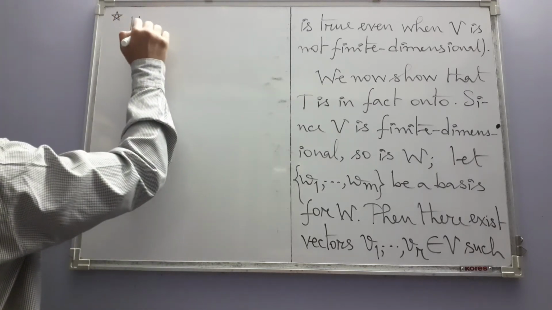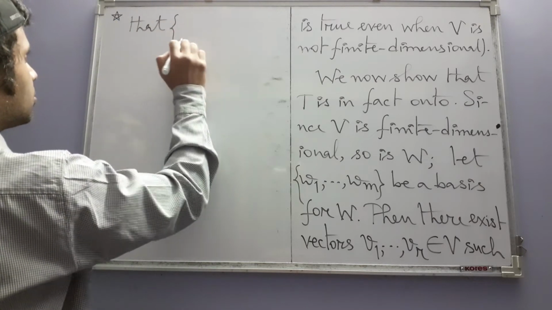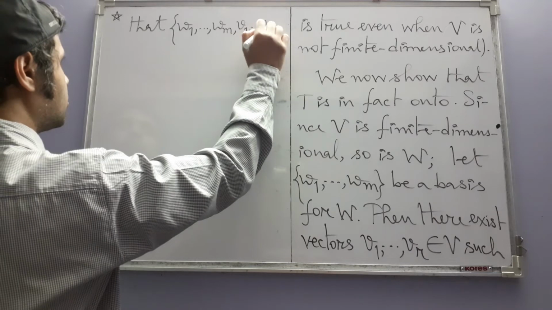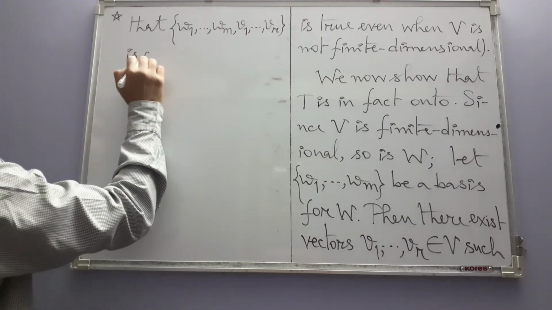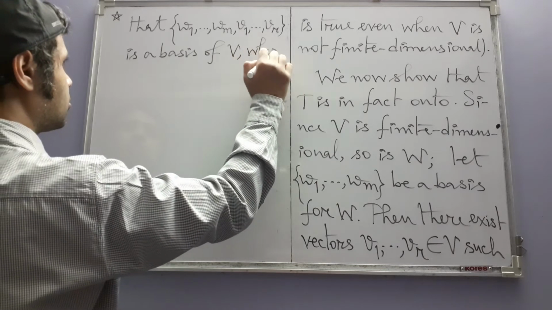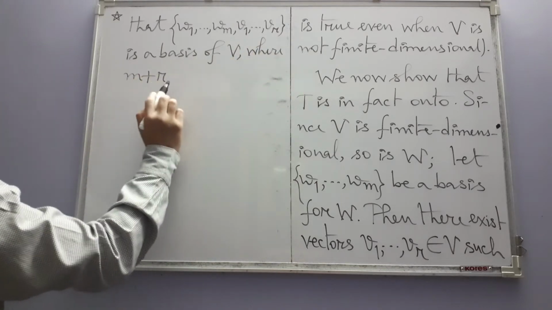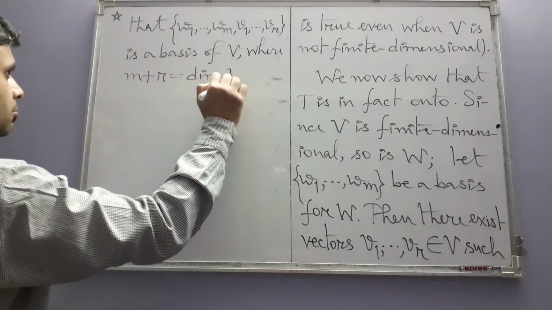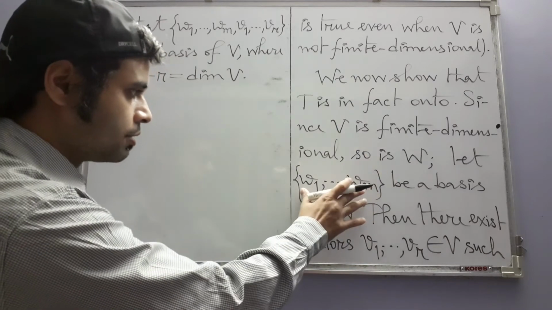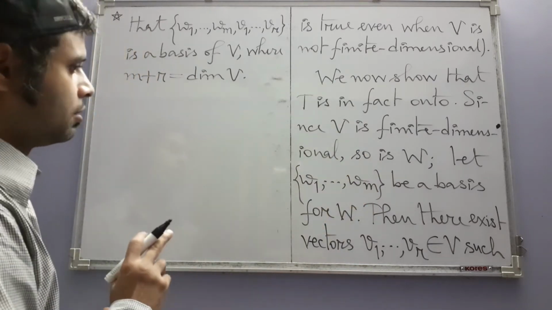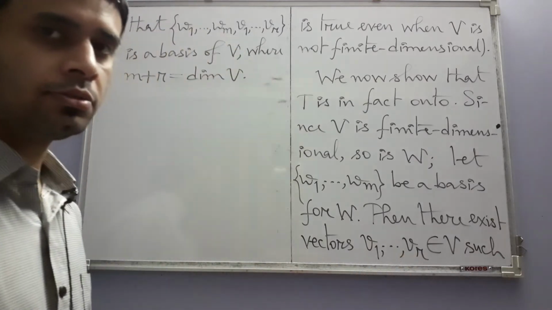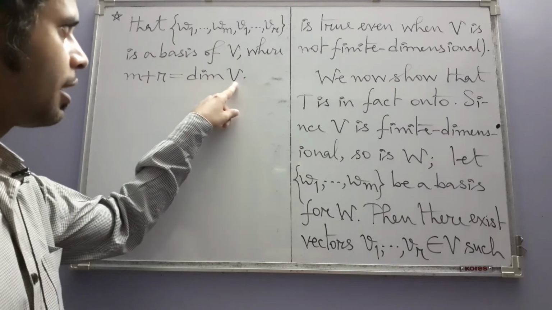such that the basis vectors of W together with V1 up to Vr form a basis of V, where M plus R is actually equal to the dimension of V. Now we know that the first M vectors are the basis for W, so these vectors will span W. And these are some other additional vectors, which actually do not belong to W. And that's why we are able to write that M plus R is equal to the dimension of V.